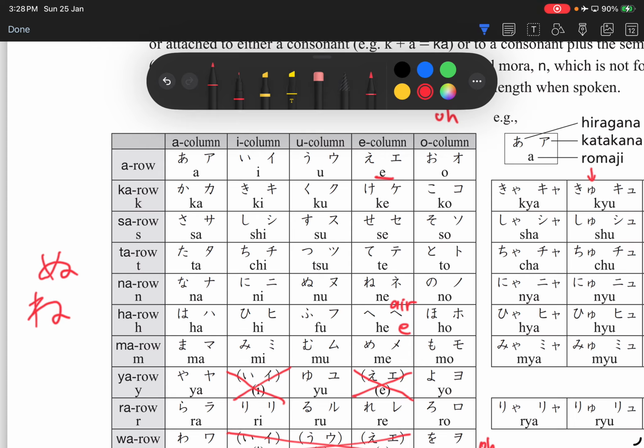So this is why some places in Japan still opt to use the katakana system in their shop names and dish names, right? So this is the reason why.